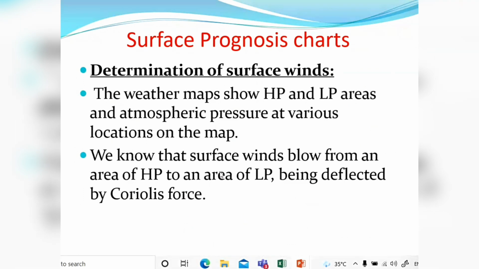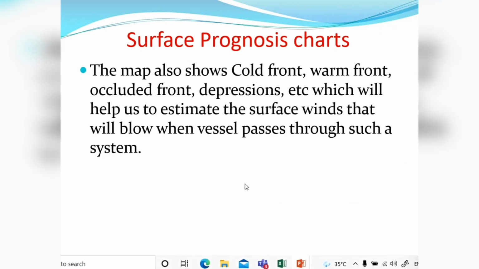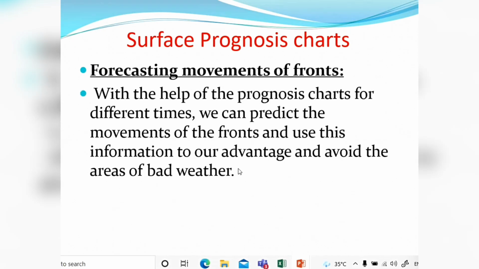So, determination of surface winds. Of course we know the weather map shows high pressure and low pressure areas, atmospheric pressure at various locations, and we know the surface winds blow from areas of high to low. The map also shows fronts: cold front, warm front, occluded front, depressions, etc. So basically the vessel is passing through such a system. It helps us in forecasting movements of fronts. With the help of prognostic charts for different times, we can predict movement of fronts and use this information to our advantage and avoid areas of bad weather.